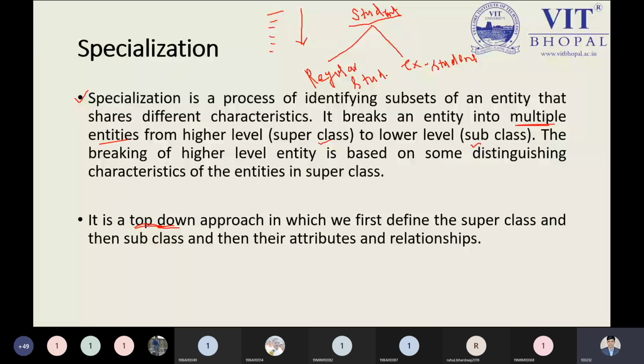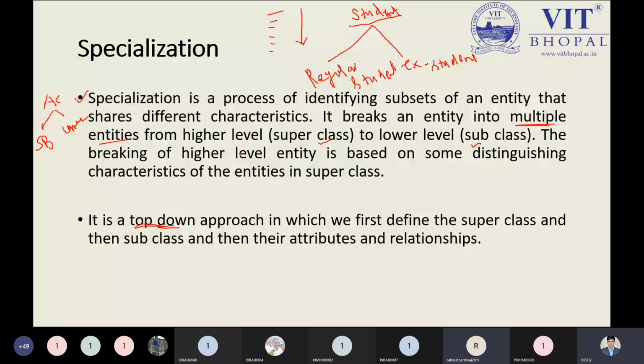Okay. I can take another example like account. An account can be split into two different categories: one is savings account and another is current account. Can I do that? Yes, we can do it. This is known as specialization. Please tell me any doubt on this point.